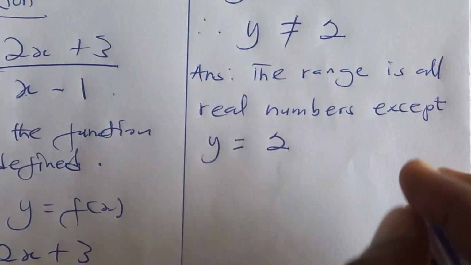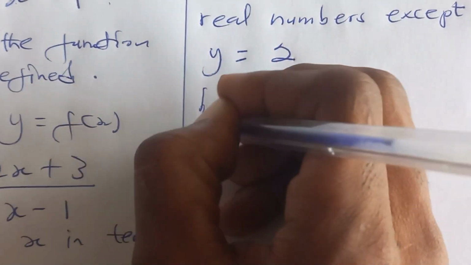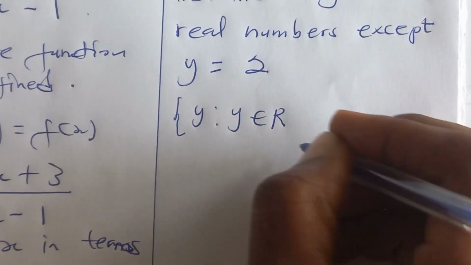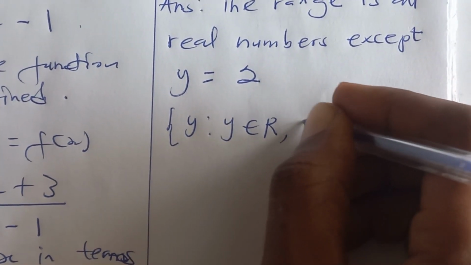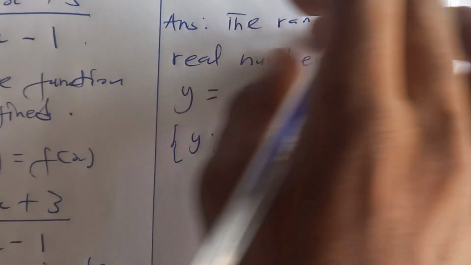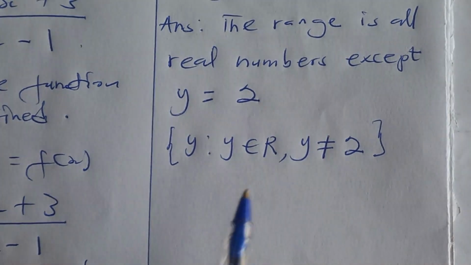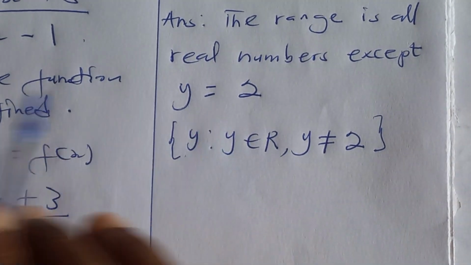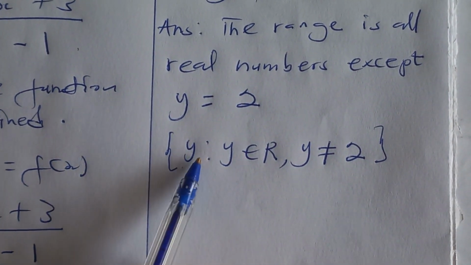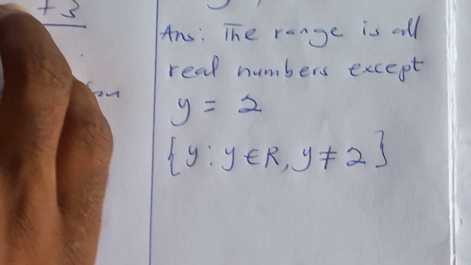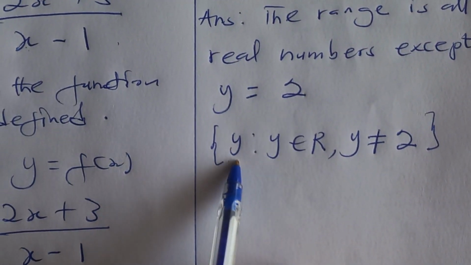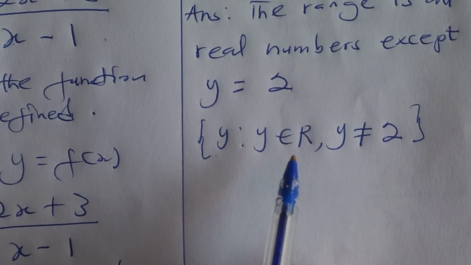You can also say that y belongs to all real numbers except y is equal to 2, like this. So we can write it in words or in expression. Please take note, we are using y because it's for the range. Okay, we are not using x, we are using y because the question asks us to find the range for the function. So the range is based on the values of y. So this is the range for the question.